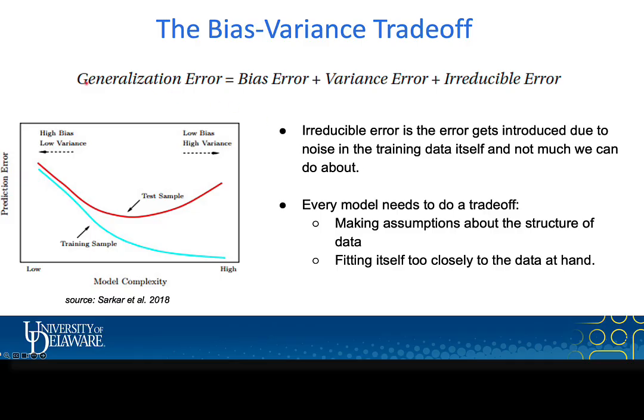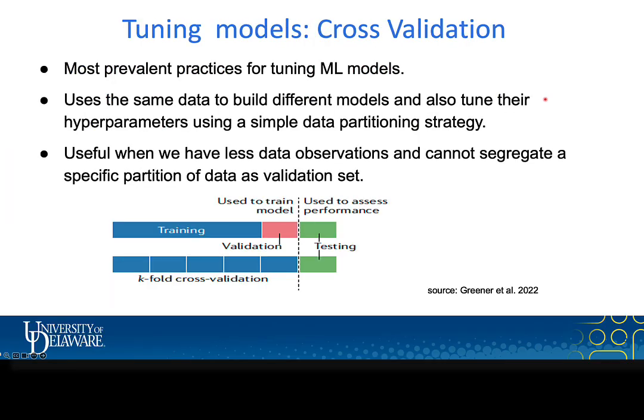And we can calculate this generalization error, which includes the bias error and variance errors that we can, in a way, manipulate, whereas the irreducible error are those errors that get introduced due to the noise in the training data itself and not much that we can do. Now let's move to tuning the model.